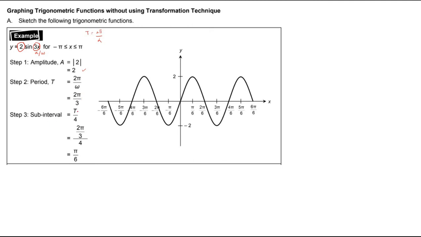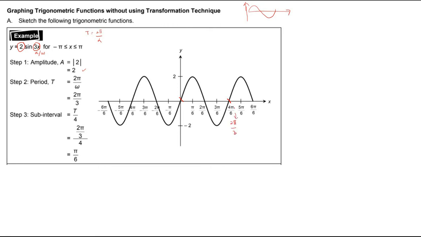Subinterval. Okay, period divided by 4. 2 pi over 3 divided by 4, we get pi over 6. Okay, the graph is sine. So, the standard shape for y equals sine x is like this. The standard shape. Okay. So, the amplitude is 2, negative 2. Period, size of 1 cycle, 2 pi over 3. This is the size of 1 cycle until here. Okay, 4 pi over 6 is 2 pi over 3 if we simplify.